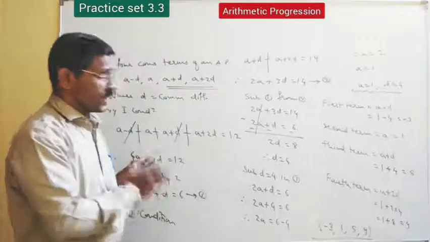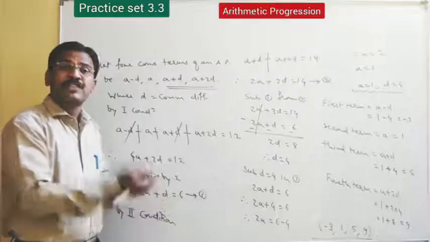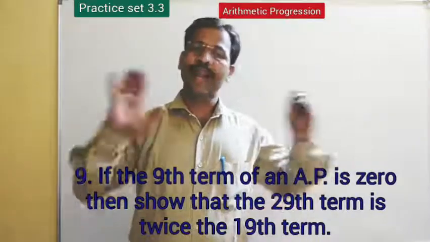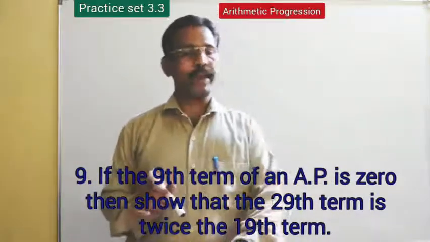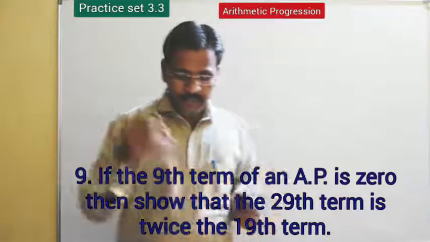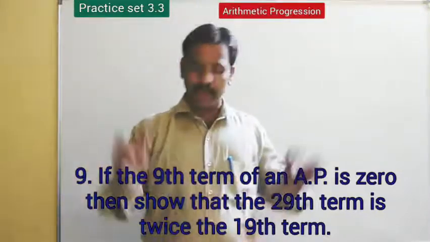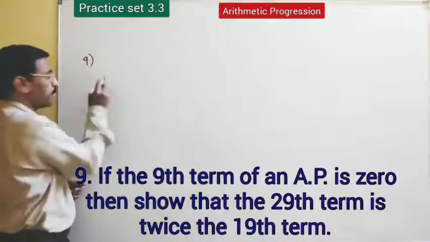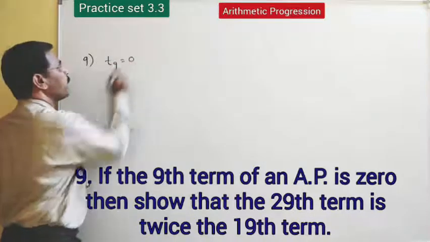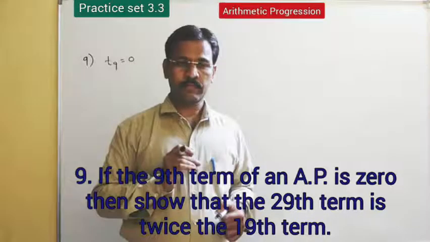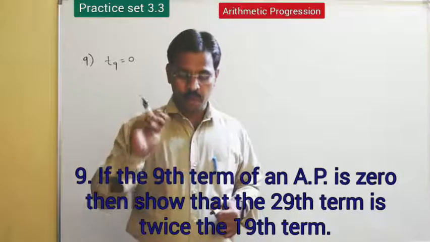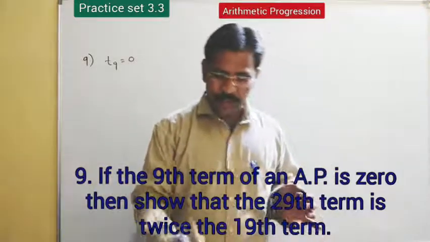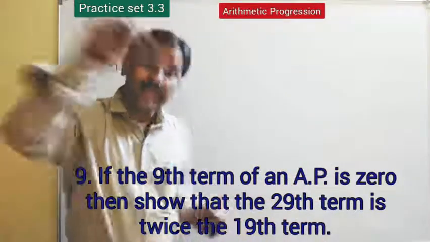Okay, try to observe here. Yes, is there any doubt, which step is not understood? Just try to observe here. Okay, see friends, now the last sum, 9th of this practice set. I'll read first. If the 9th term of an AP is 0, look here, I'll write, this is the 9th example. 9th term of an AP is 0. Okay, then show that the 29th term is twice the 19th term.